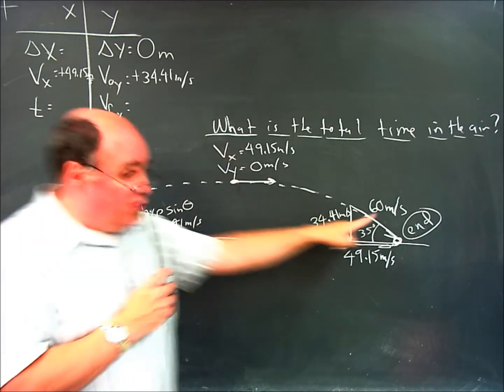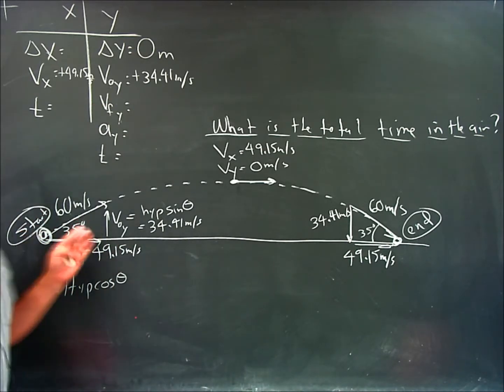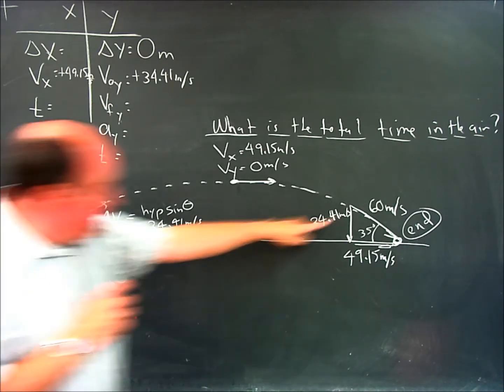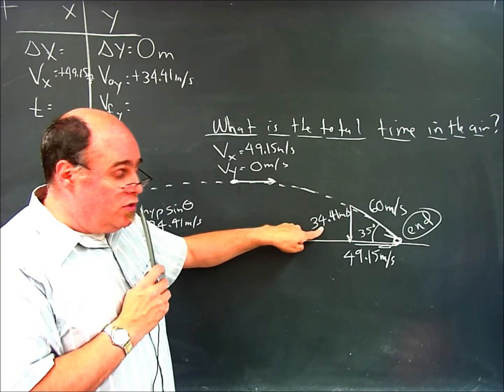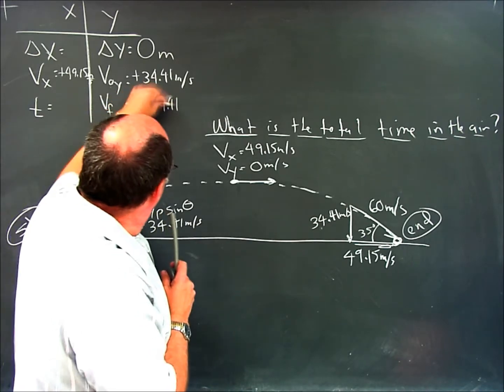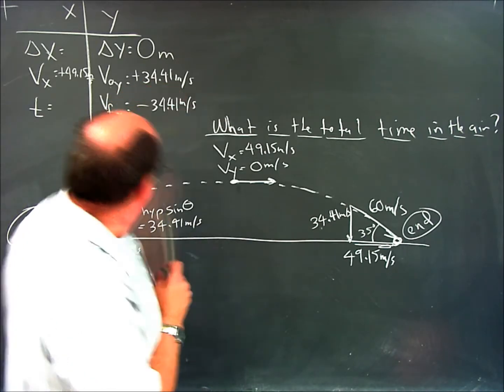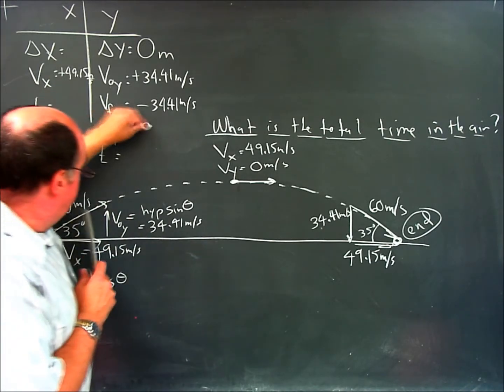What's my final velocity in the y direction? Well, it's in the picture. If we're using symmetry, what goes up must come down, and it's going to come down the exact same way. So the final velocity is right here. The arrowhead pointing down is telling me that this is a negative number. So it's going to be negative 34.41 meters per second. What's my acceleration in the y direction? Negative 9.8.